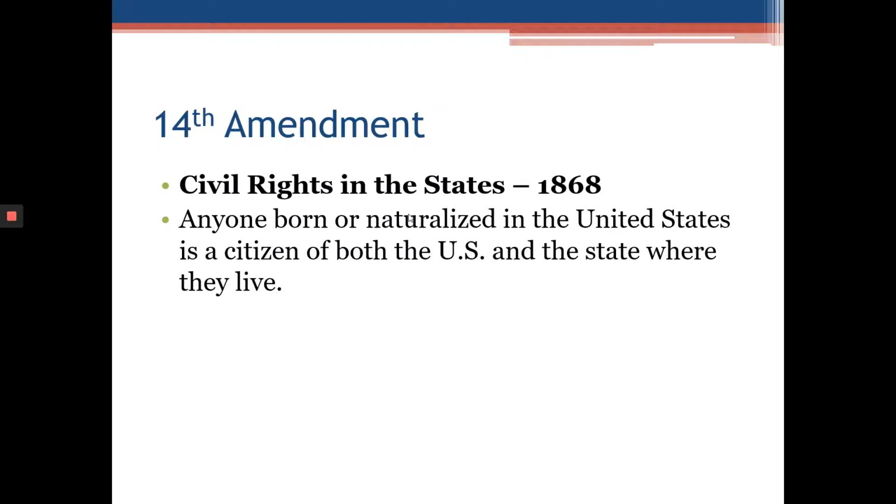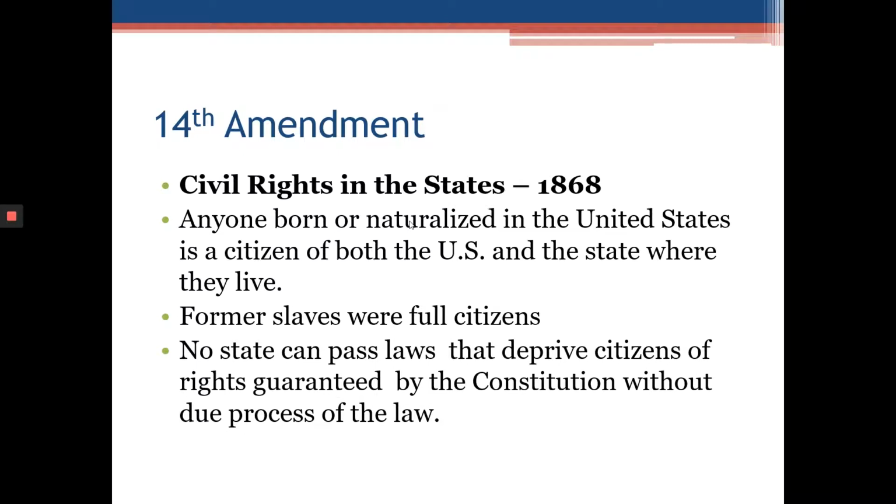So anyone born or naturalized in the U.S. is both a citizen of the United States and the state in which they live. This allowed for former slaves to become full citizens, both male and female. And no state can pass laws that deprive citizens of their civil rights or due process. Well, the American South kind of said, hey, watch this. And that's why we had Jim Crow laws and eventually the Civil Rights Act of 1968 by Lyndon B. Johnson. So to try and keep some of these things in play.